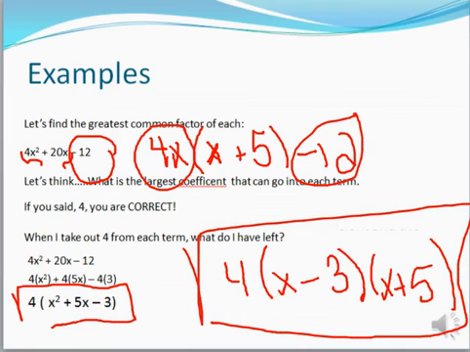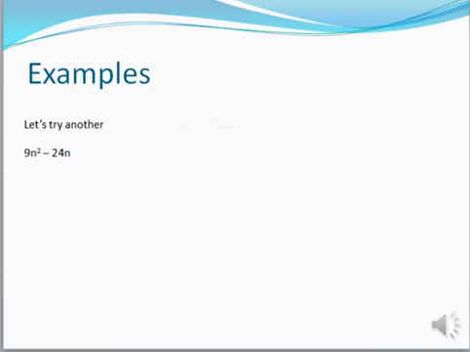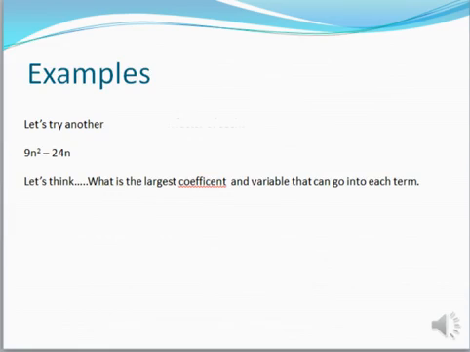Let's try 9n squared minus 24n. So now I have a 9n squared and a 24n. Again, we're going to look for the greatest common factor. In this case, we're going to take out a coefficient and a variable. Right off the bat, 9, 18, 27 does not work. 3, 6, 9, 12, 18, 21, 24. What do you think? 3 works in 9, and it works in 24. If you guessed 3, you are correct.